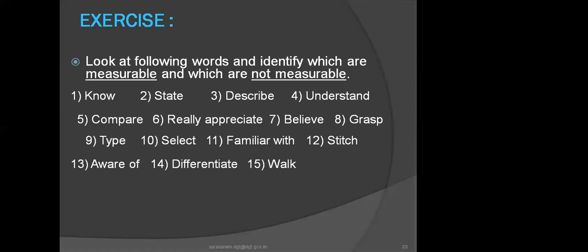Believe is non-measurable. Grasp is non-measurable. Type is measurable. Select is measurable. Familiar with is not measurable. Stitch is measurable. Aware of is non-measurable. Differentiate is measurable. Walk is also measurable. Yeah, very good.